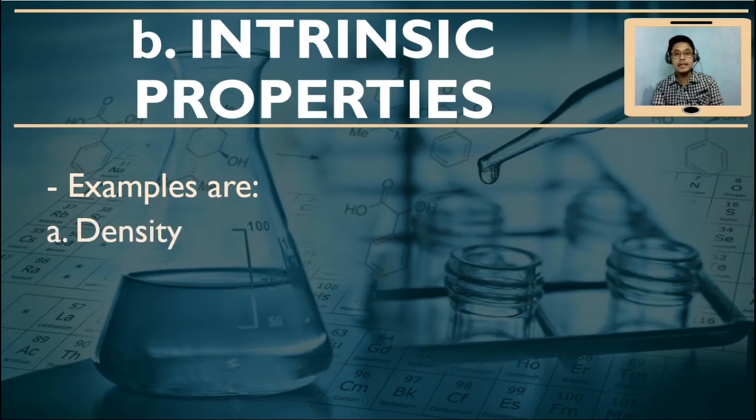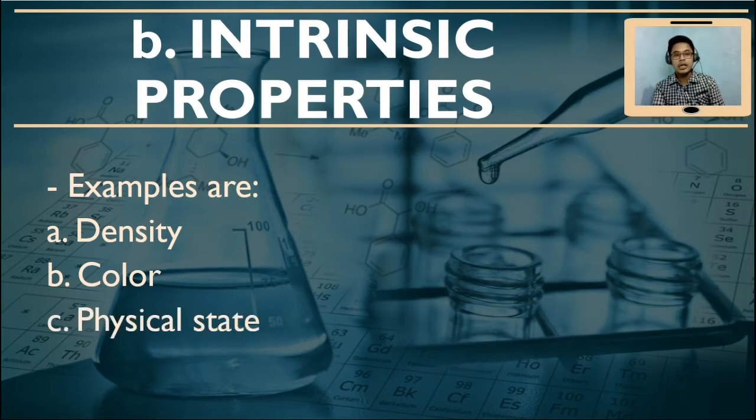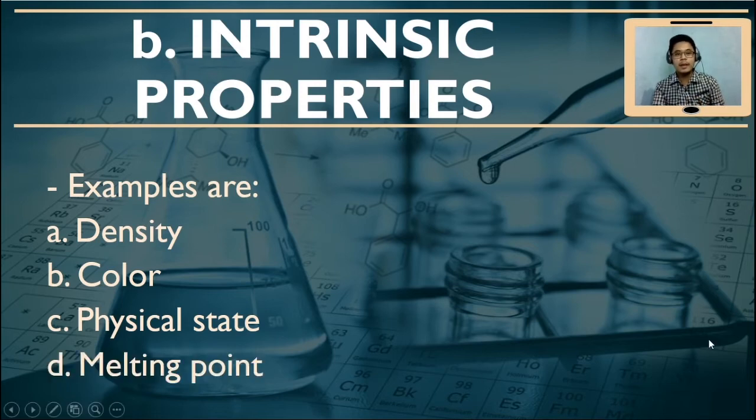Okay, and now let's have the examples of the intrinsic properties of matter, which are the following. So first is the density, which pertains to how compacted molecules are. Next is the color, okay, the physical color of that specific matter. Third is the physical state, the solid, the liquid, and the gas state. Fourth is the melting point. Fifth is the boiling point.